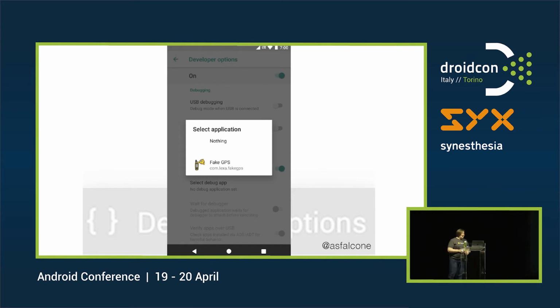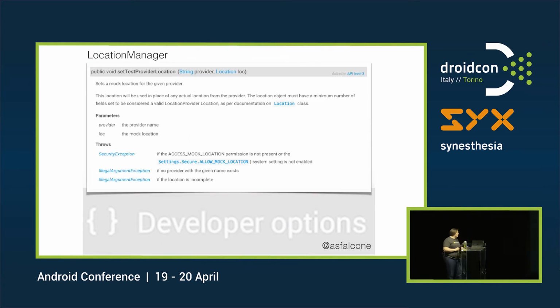Seems OK. And the way that this app ends up in the list is that it defines the access mock location permission in the manifest. And then the way that it does the behavior is by using the set test location provider. So this is how you could write your own mock location app. Or you could get one. Like I said, there are many freely available.